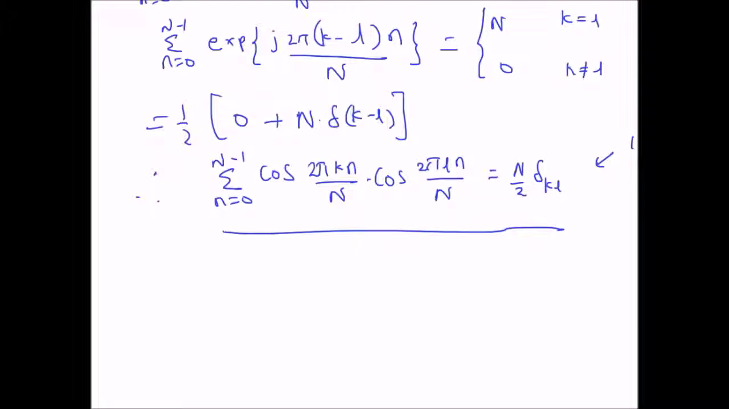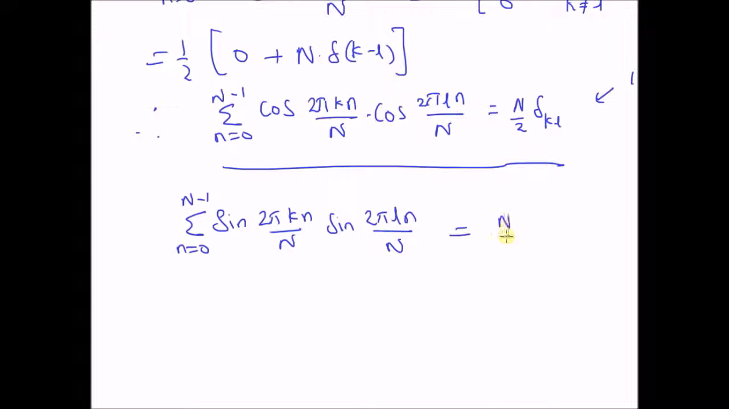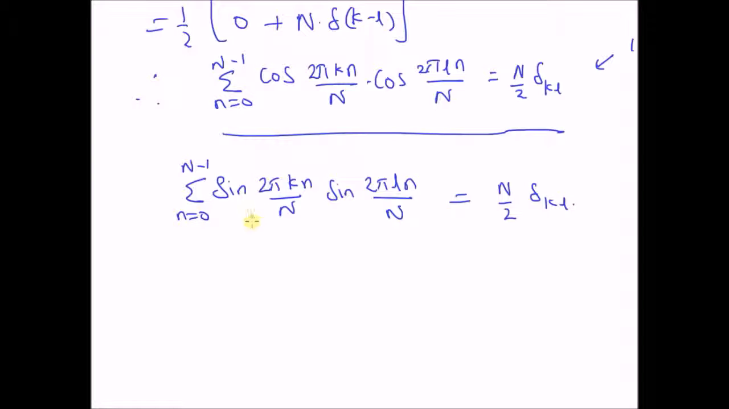Along the same lines, we can also prove that the following sum, n equal to 0 to n minus 1, sine of 2 pi times k n over n multiplied by sine of 2 pi L n over n, is also equal to n by 2 delta kL. That is, a dot product of two sinusoidal vectors is also equal to n by 2 multiplied by the delta function.